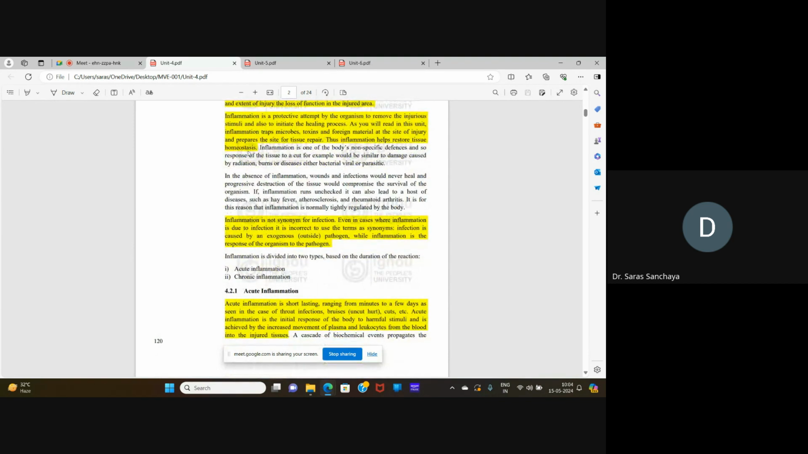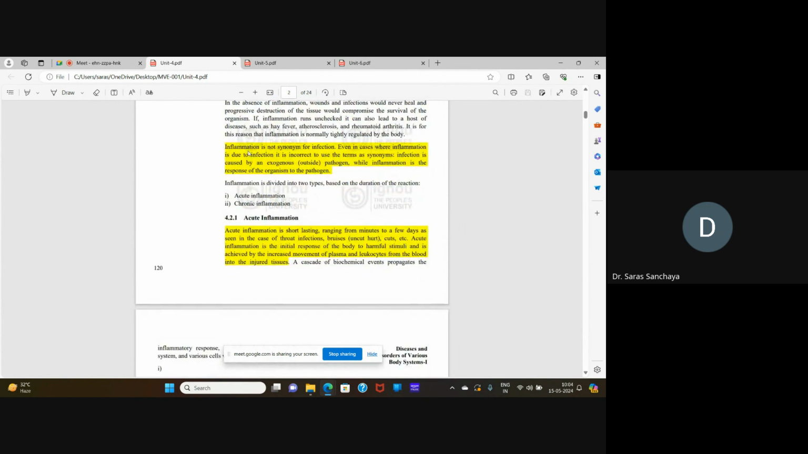Inflammation is not a synonym for infection. Even in cases where inflammation is due to infection, it is incorrect to use the terms as synonyms. They are not the same. Infection is caused by an exogenous or outside pathogen, while inflammation is the response of the organism to the pathogen. Now, inflammation can be divided into two types: acute inflammation and chronic inflammation. First, we will see acute inflammation.